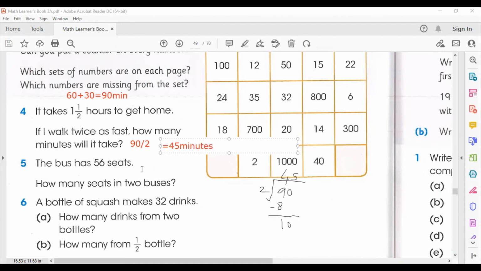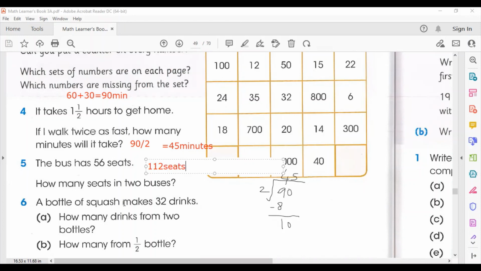The bus has 56 seats. How many seats in 2 buses make double? 56 plus 56 or 56 multiplied by 2 in both cases. Your answer will be same. So it's coming 112. 112 seats.